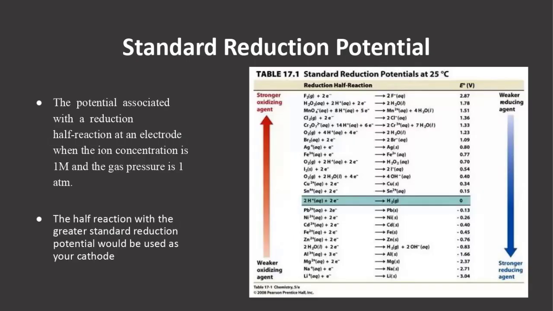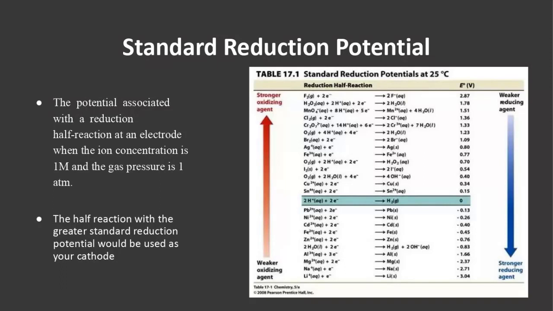And now to go into standard reduction potentials. The definition of standard reduction potential is just the potential associated with a reduction half reaction at an electrode when the ion concentration is 1 molar and the gas pressure is 1 atm, which essentially means that at standard conditions, this is the potential that will be reduced at.